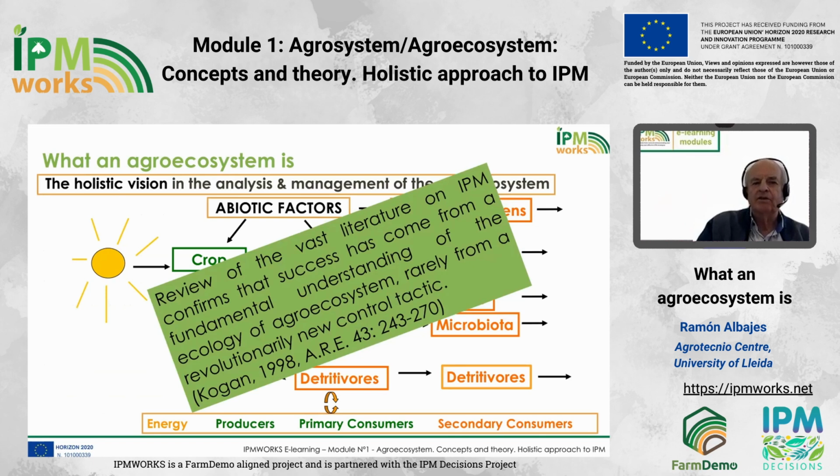Twenty years ago, ecologist Marcus Kogan said that the review of the vast literature on IPM confirmed that the success has come from a fundamental understanding of the ecology of the agroecosystem, not from a new control tactic. So remember that the holistic vision is especially important.